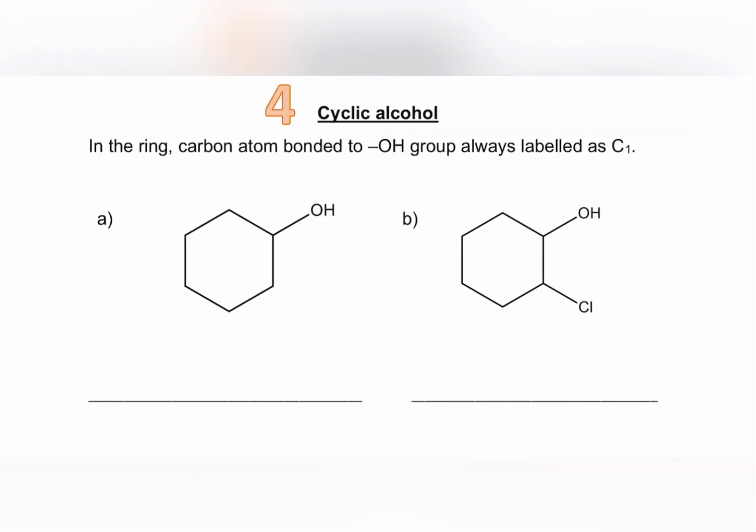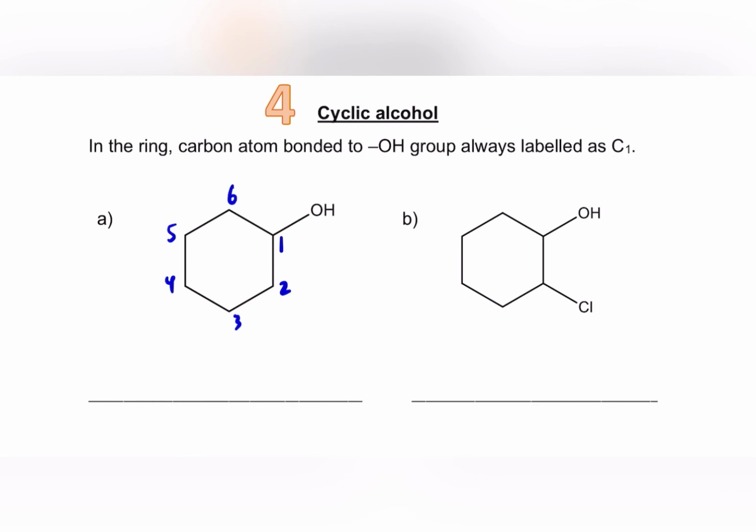Now let's go to the cyclic alcohol, case number 4, where in this form, the OH group must be in the ring, and the carbon atom bonded to the OH group must always be labeled as C1. So in this case, let's go to structure A. Automatically, this one is going to be the first carbon, and you've got 6 of them in the ring, whichever side you want to go, clockwise or anti-clockwise. You will have this structure.